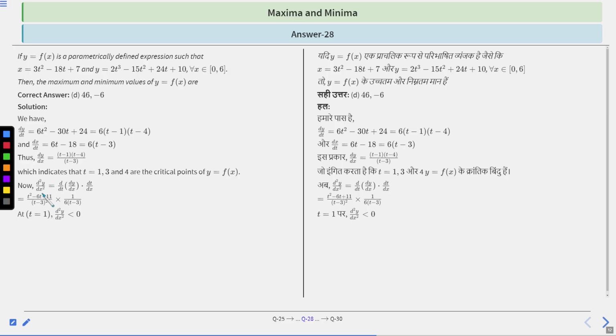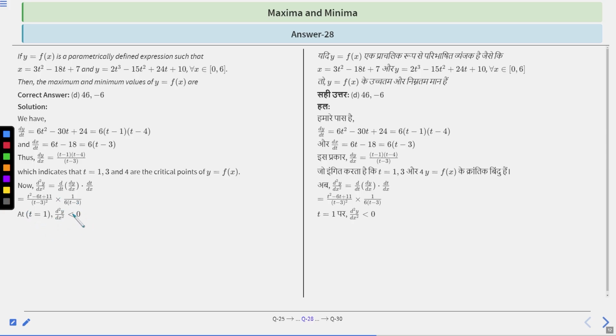Now, d square y upon dx square is basically d upon dt of dy by dx into dt by dx, right? Therefore, you can calculate. D upon dt of dy by dx is basically the expression over (t minus 3) whole square, into, now dt by dx. Since dx by dt is 6t minus 18, dt by dx will be 1 by (6t minus 18). Clear?